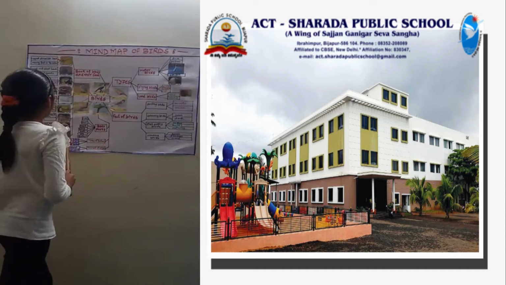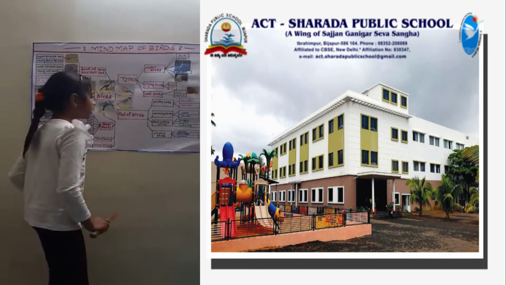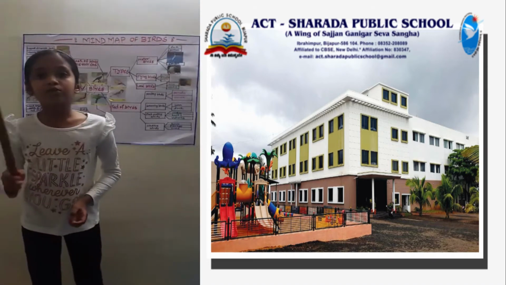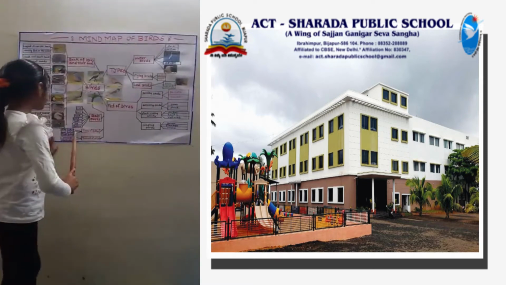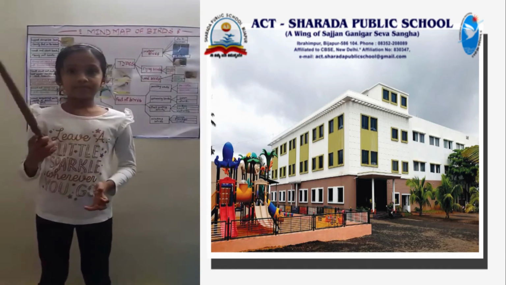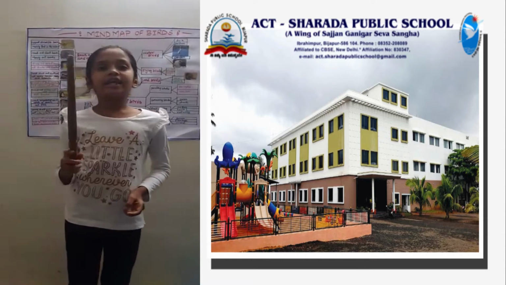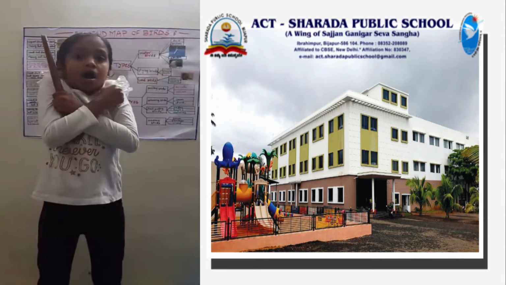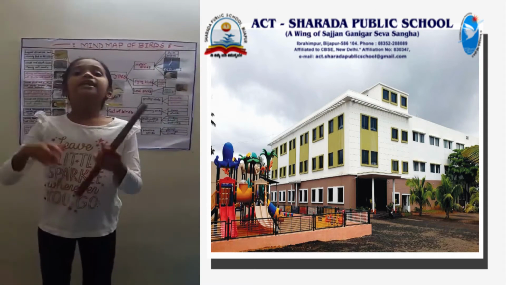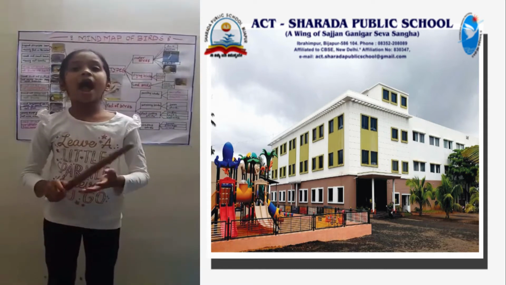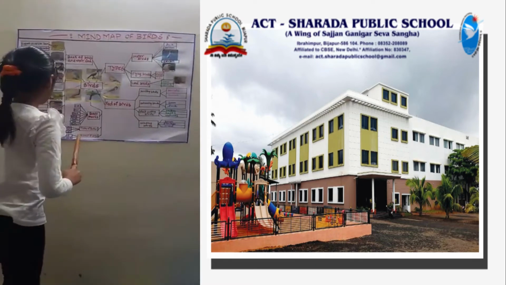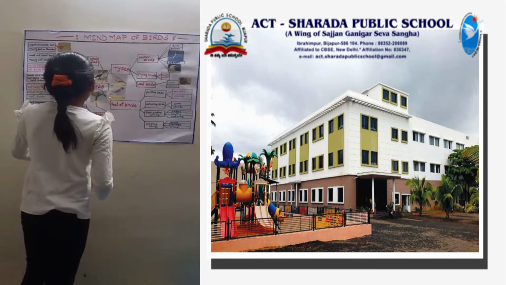Types of feathers. Body feather, down feather, flat feather. Body feathers are small and stiff feathers that give shape to the body. Down feathers are small and fluffy, and they keep the bird's body warm. Flat feathers are long and flat. Feathers are present on the wings and tail. Then move to the next.